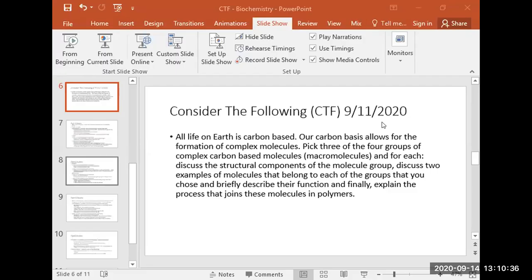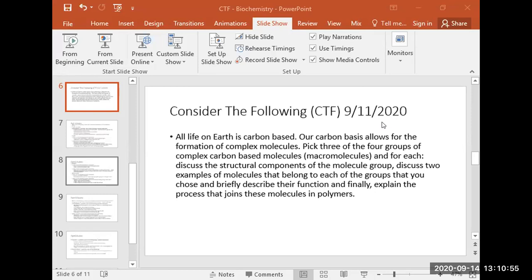Okay, so on Friday, we did our first FRQ. This is "consider the following." Now, two things. One, if you were here, I gave you credit for it. So this is more of your baseline to see how well you remembered some of the material and how well you can actually answer them in essay form.